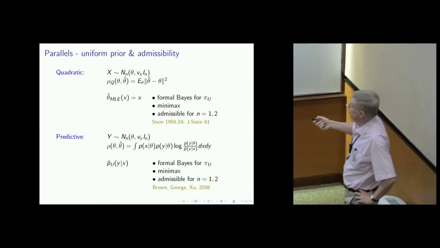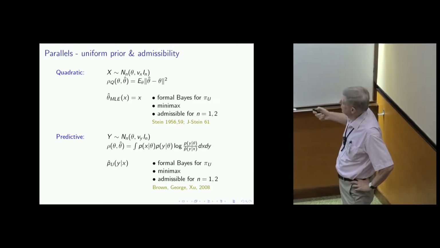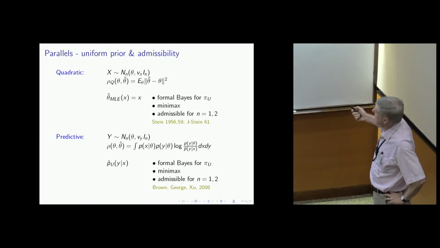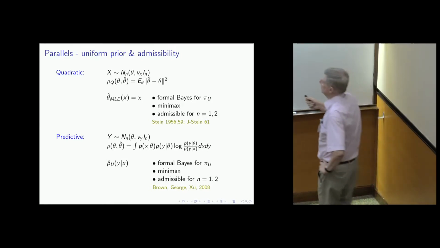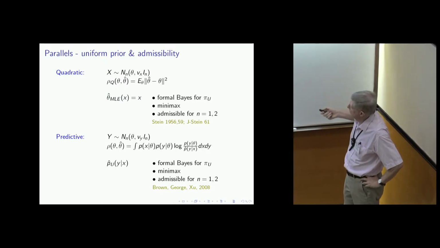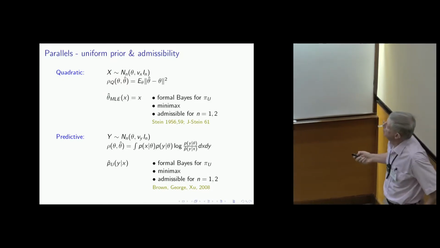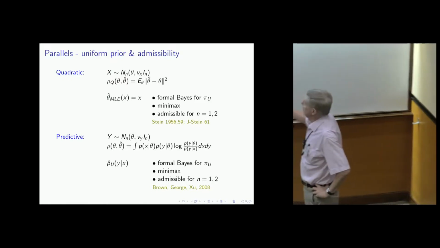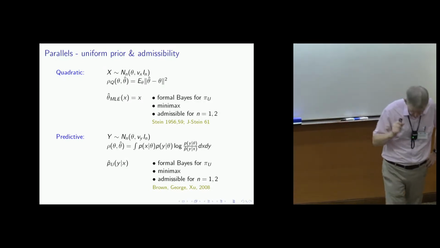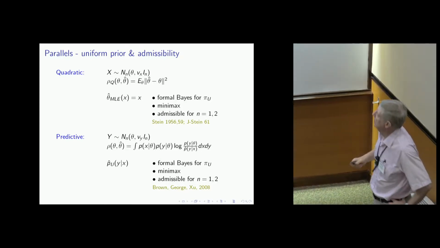For the parallels for predictive density estimation, we now have our future observation and the future variance here and the KL risk. And these properties are, in some sense, exactly parallel. Especially the admissibility results appear in this paper of Brown, George, and Xu in 2008. So the parallel is between the maximum likelihood estimate and the uniform prior predictive density estimate. The mean of this predictive distribution is the MLE.